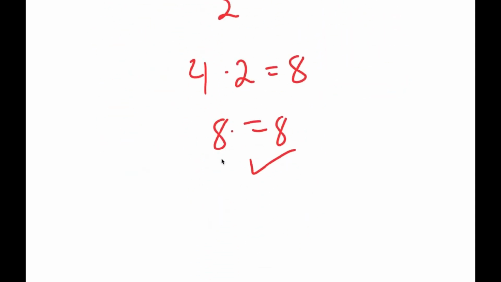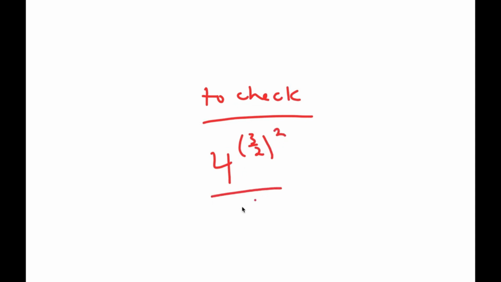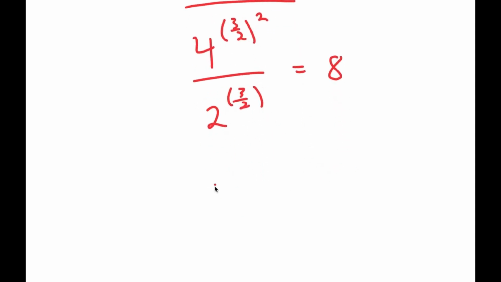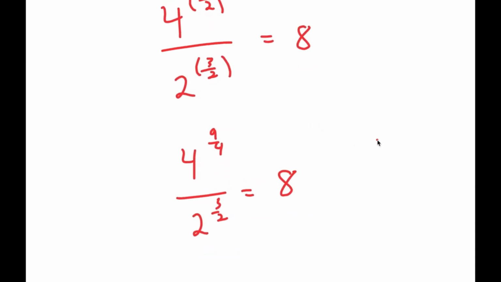Now I'm going to check x equals 3 over 2. So I have 4 to the power of 3 over 2 squared over 2 to the power of 3 over 2 is equal to 8. So 3 over 2 squared is 9 over 4, so I have 4 to the power of 9 over 4 over 2 to the power of 3 over 2 is equal to 8. So now to solve this, 4 to the power of 9 over 4 is the same thing as the 4th root of 4 to the power of 9.